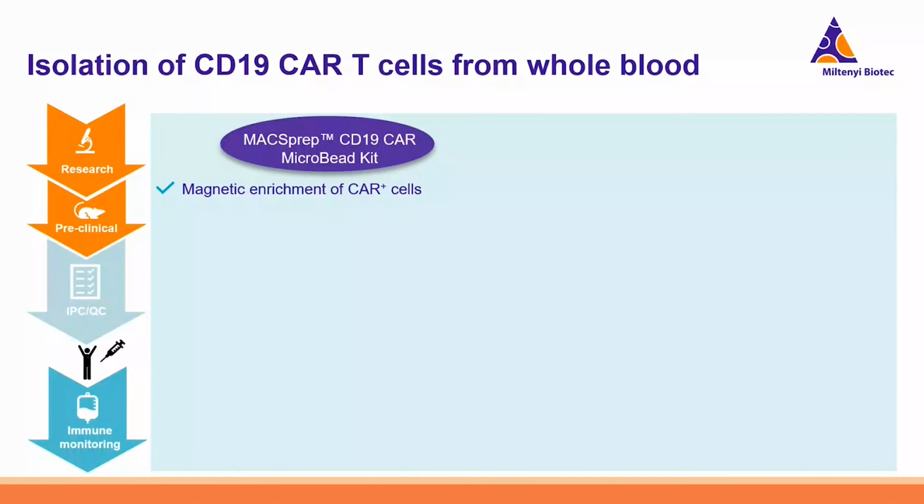All right, so next I would like to present our solution for magnetic enrichment of CAR-expressing cells. As indicated on this bar on the left, this kit is especially relevant for the preclinical research and also the immune monitoring phase. So the Max Prep CD19 CAR microbead kit can be used for the isolation of CD19 CAR T cells from whole blood.